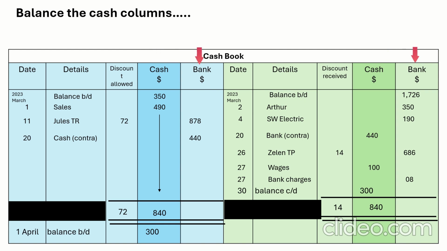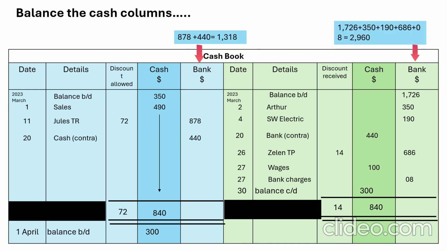Now let's balance the bank columns. Find the total of the debit side of the bank column and the credit side of the bank column. Take a few minutes to total up your answers. As you can see here, the debit side is 878 plus 440, 1318, and the credit side you should have a total of 2960.